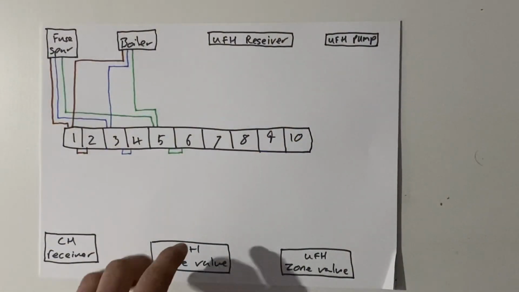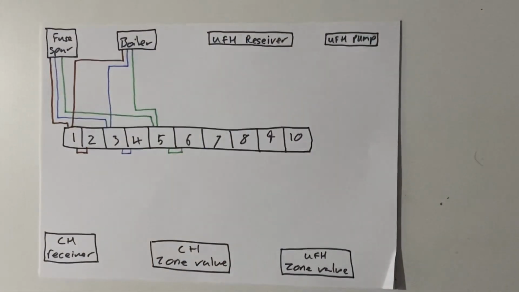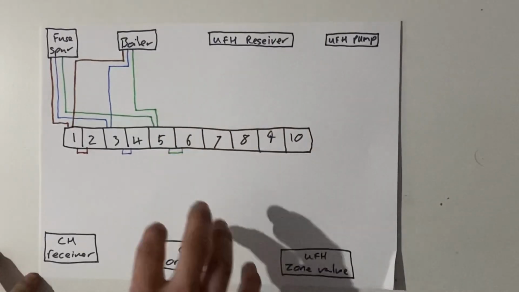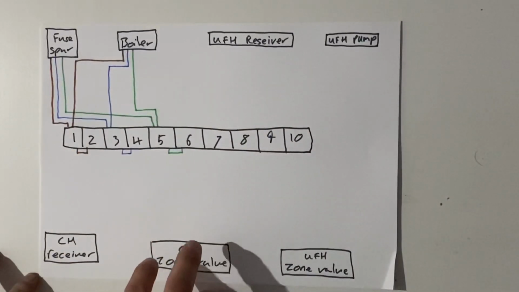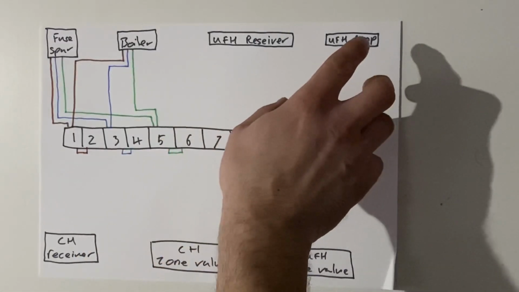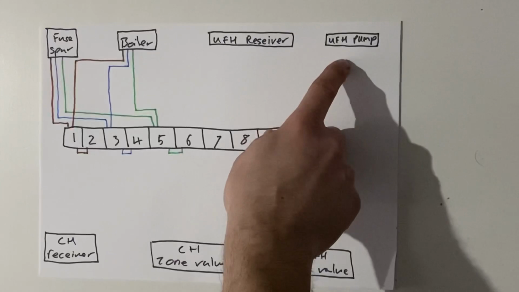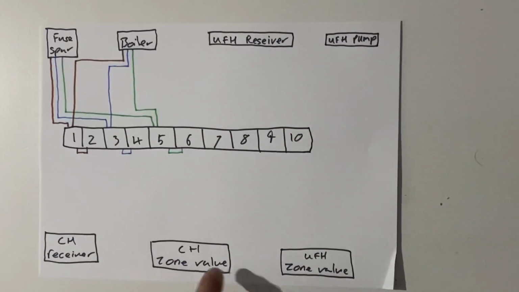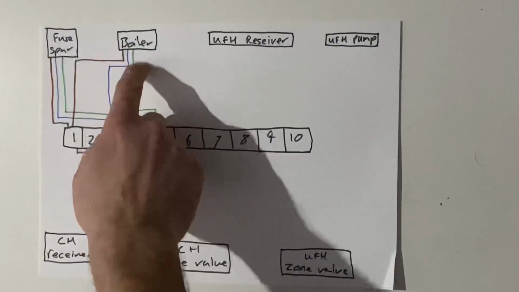Right people, so here we've got our wiring diagram for our underfloor heating system that's going to be connected to our combi boiler over at the Hunt's Hideaway. So as you can see, we've got our underfloor heating receiver, underfloor heating pump, zone valve, central heating zone valve and central heating receiver, and our fused spur and boiler.